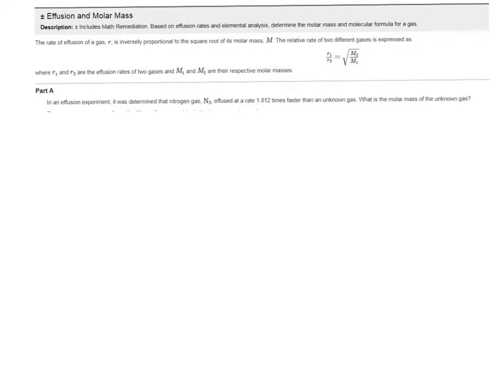All right, let's take a look. The rate of effusion of gas R is inversely proportional to the square root of its molar mass M. The relative rate of effusion of two gases is expressed as an inverse of the ratio of their square roots. By this formula here, it's easier to look at than put into words.